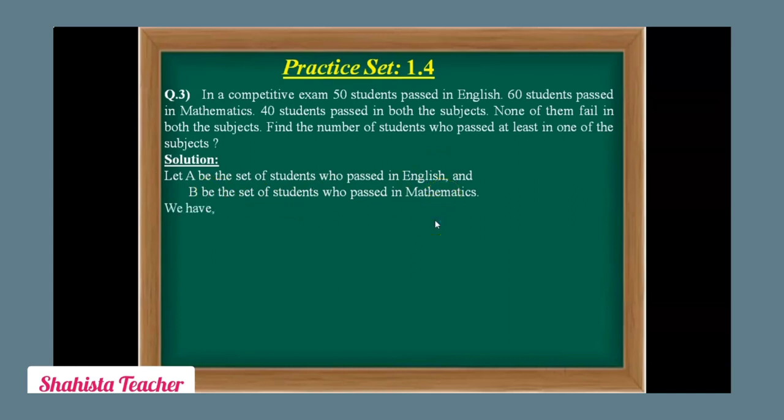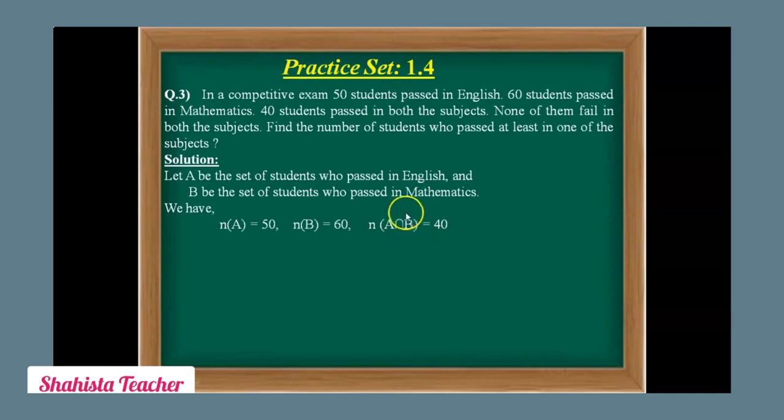Now here we have 50 students passing English. Okay, so here we will write number of A. A represents English and B represents Mathematics. So number of A is how much? 50. Number of B is how much? 60. And number of A intersect B.